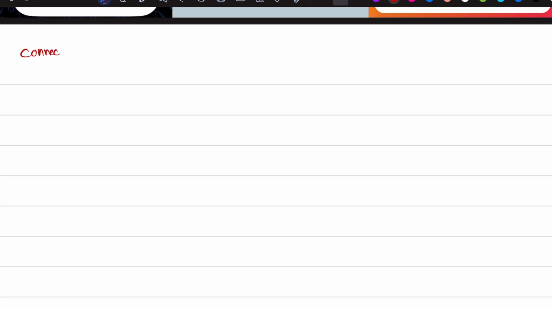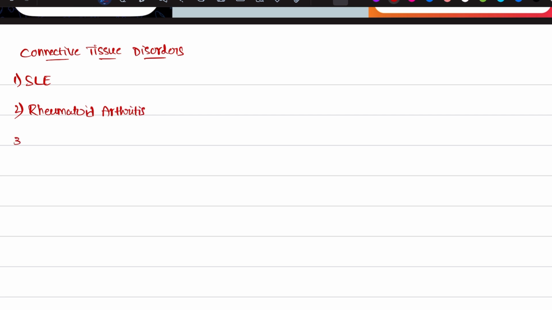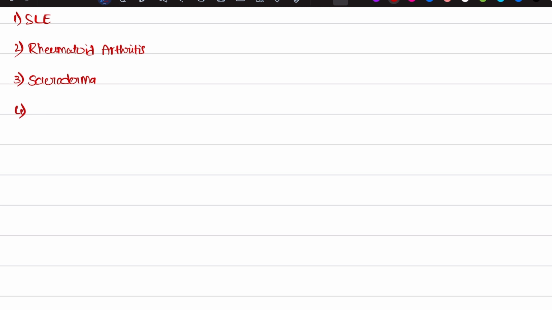Connective tissue disorders. Under connective tissue disorders, the first one we already finished, that was SLE, and the second one rheumatoid arthritis, and the third one scleroderma, and the fourth one today we are going to discuss, that is gout.